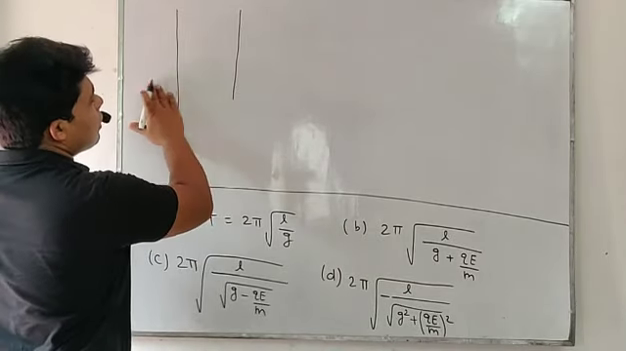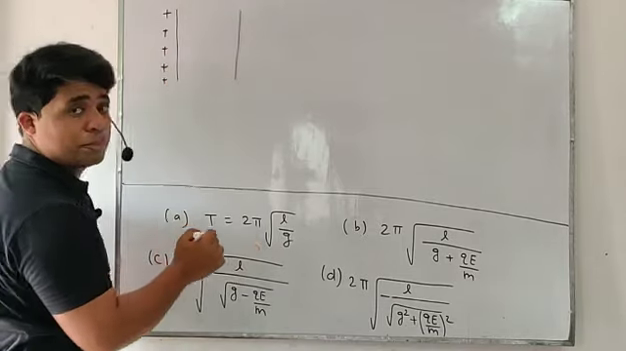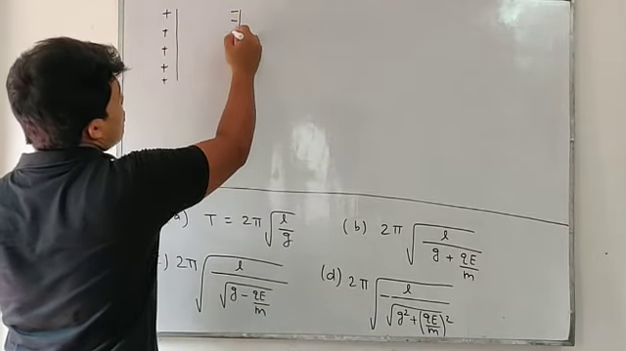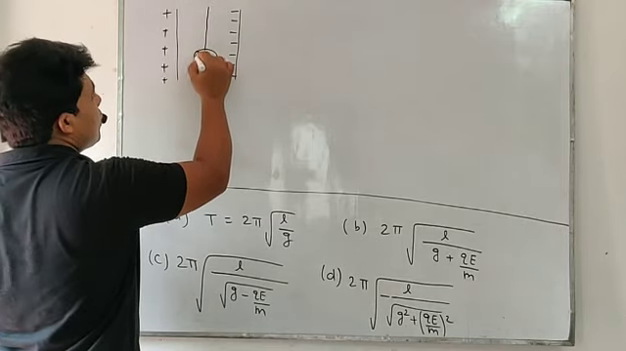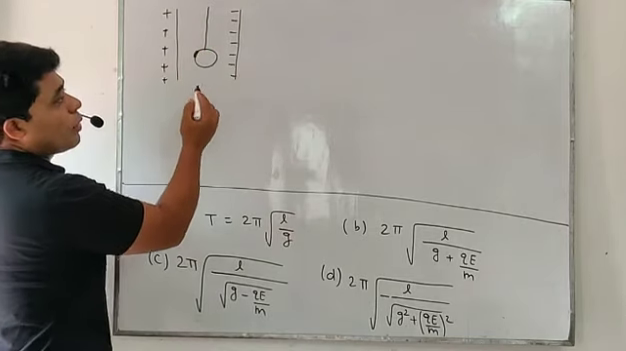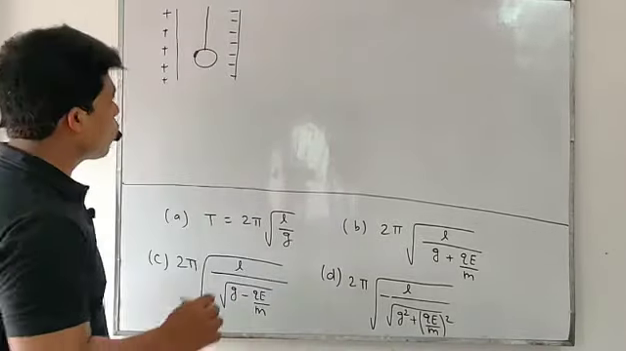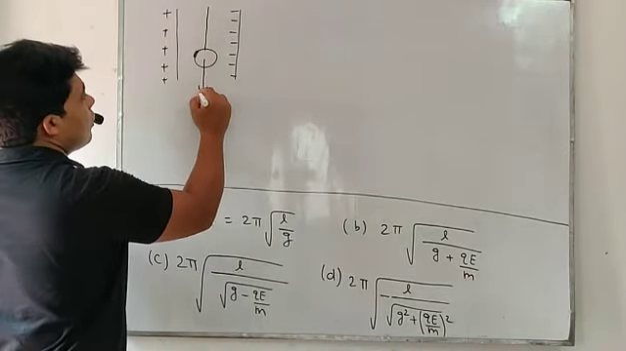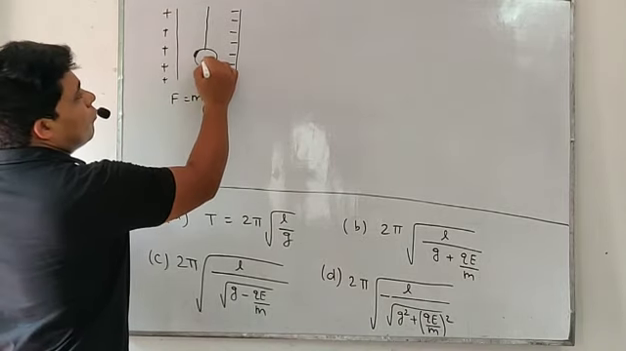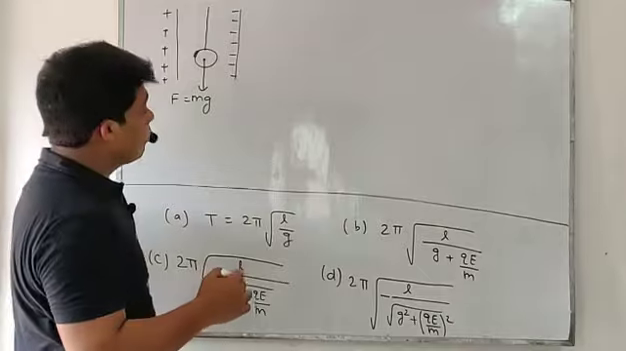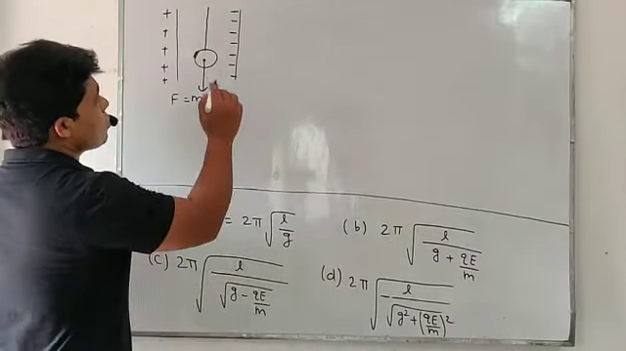We are given a parallel plate capacitor. This is the positively charged plate and this is the negatively charged plate. We are given a simple pendulum that is suspended between the two charged plates. The very first force acting on this pendulum is its own weight. That weight works downwards, perpendicular.